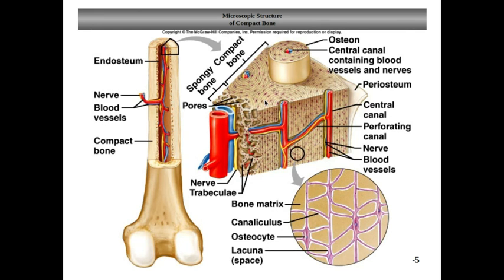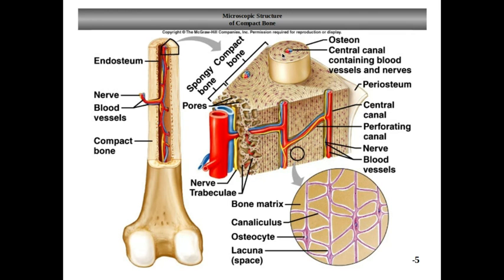Okay, and then this big picture is this little bitty section. They just blew this up so you can see it a lot better. So you have spongy bone here. You can see it has all the holes in it and everything. Looks like a sponge. And then you have compact bone a lot closer together. These are pores right here that it's pointing to.